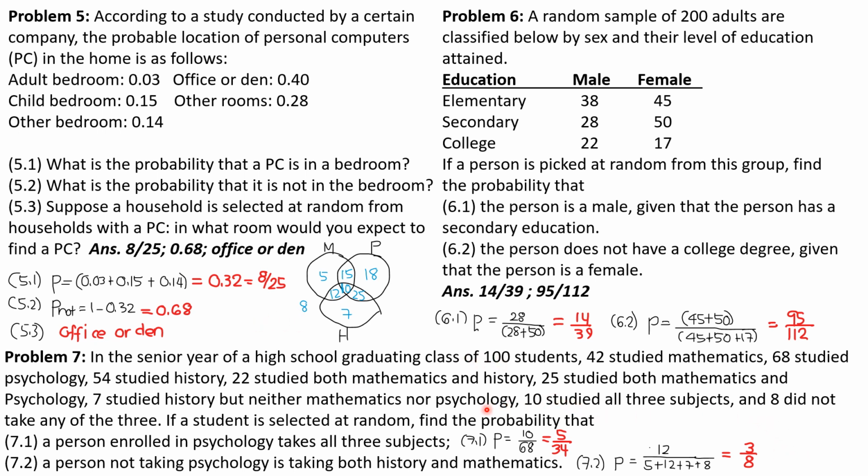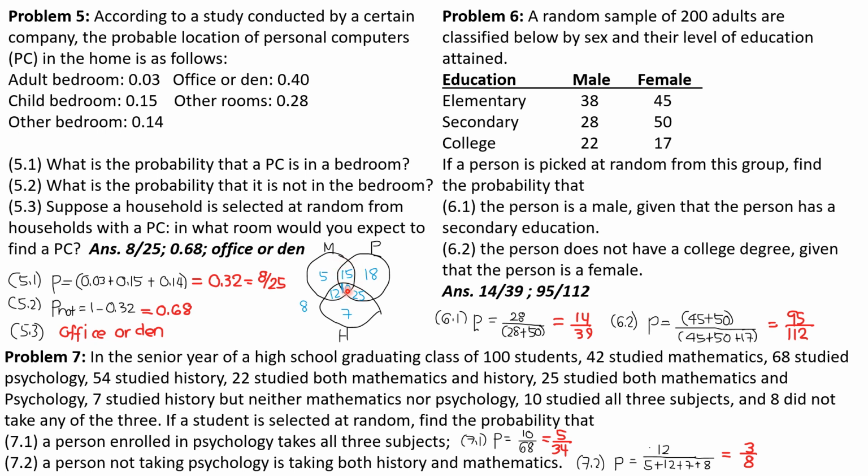So we proceed. 7 studied history, but neither mathematics nor psychology. So meaning to say, there are 7 exclusive history students. So that's why we put it here, not here, because this is the number of students who took history only. Then 25 studied both mathematics and psychology. Mathematics and psychology, 25. This is the space common to the 2 subjects.